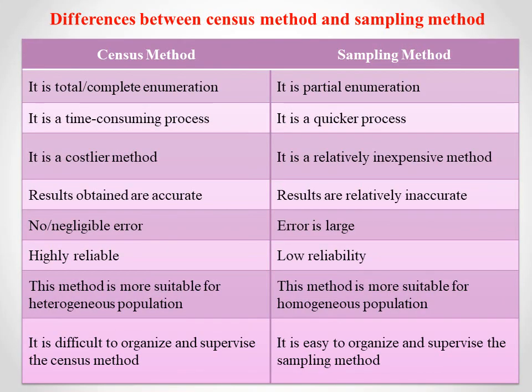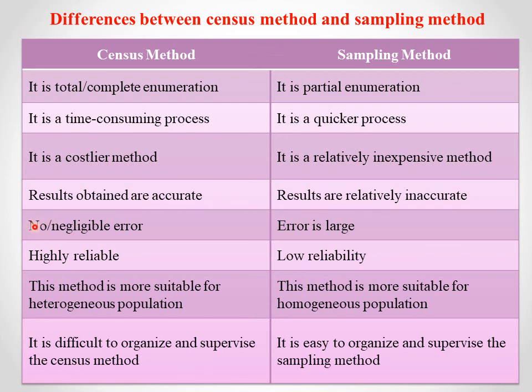The differences between the census and sampling methods: the census method is a total or complete enumeration method, but the sampling method is partial enumeration. The census method is a time-consuming process, but the sampling method is a quicker process. The census method is a costlier method, but the sampling method is a relatively inexpensive method. The results obtained in the census method are accurate, but the results obtained in the sampling method are less accurate.